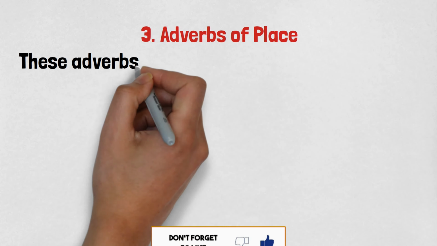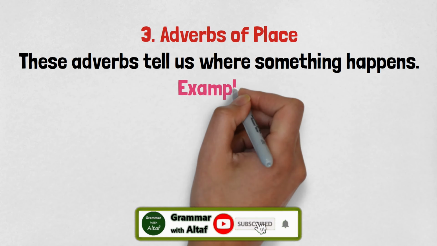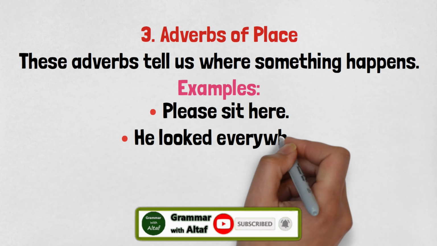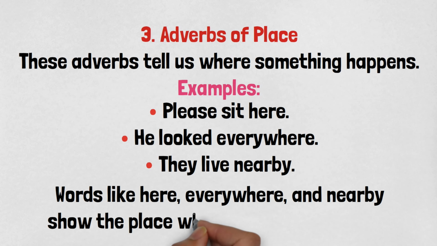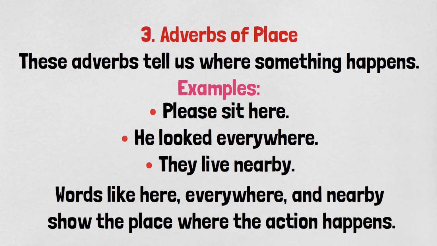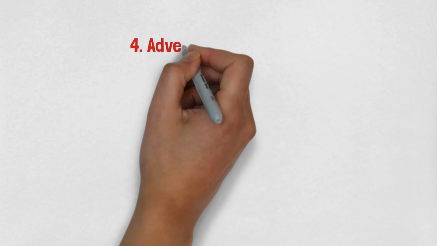3. Adverbs of place. These adverbs tell us where something happens. Examples: please sit here. He looked everywhere. They live nearby. Words like here, everywhere, and nearby show the place where the action happens.